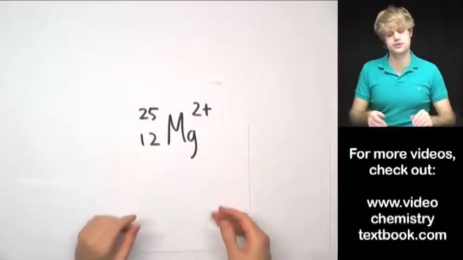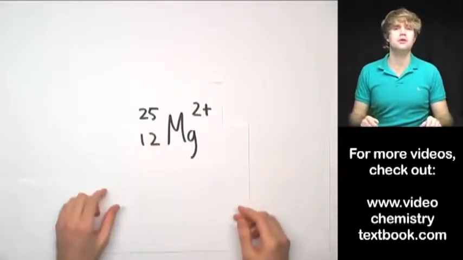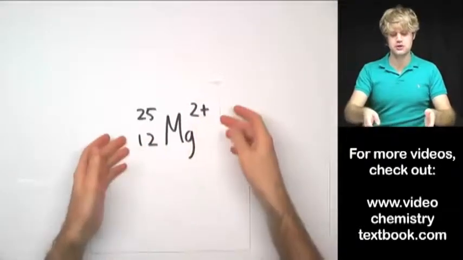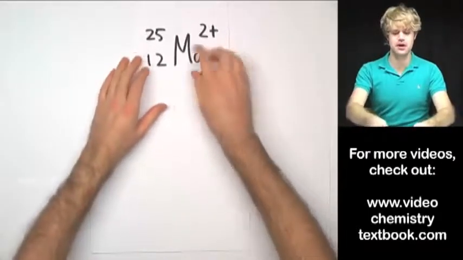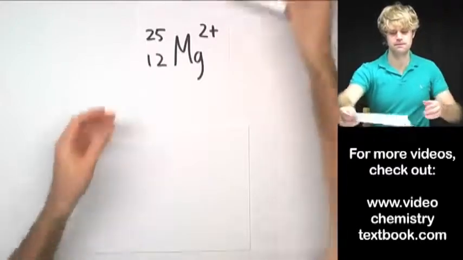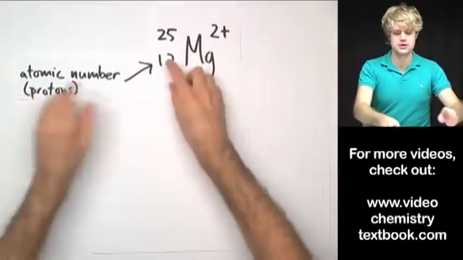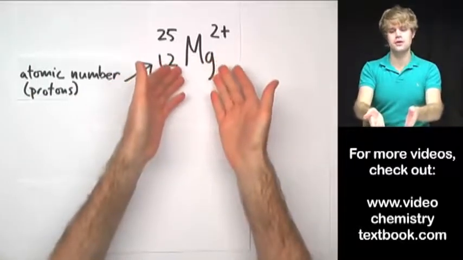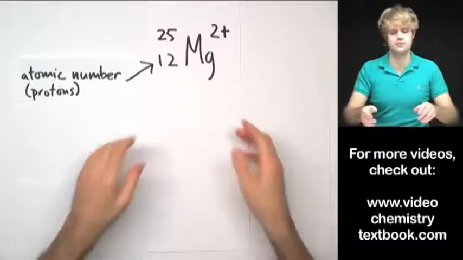First, we got these letters. The letters represent the element of the atom that we're dealing with. So here it's Mg, which stands for magnesium, so we know we're talking about an atom of magnesium. Then we got these numbers here. The number down here is the atomic number. It's the number of protons that are in the nucleus of this atom. So here we have 12 protons in the nucleus, an atomic number of 12.